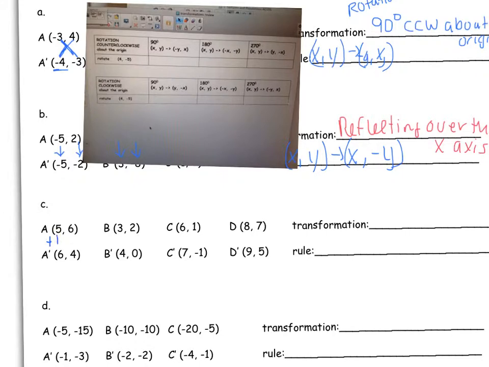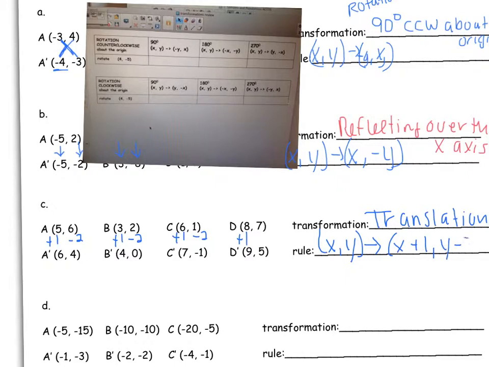Does that match all of my x's? 3 to 4 plus 1, 6 to 7 plus 1, 8 to 9 plus 1. So now I'm thinking that this is a translation because it looks like I'm adding something or subtracting something. For my y's, 6 to 4 is minus 2, 2 to 0 minus 2. So that works out. So my rule, I start with my original, and I take the x and I add 1, and I take the y and I subtract 2 to get my new ordered pairs.